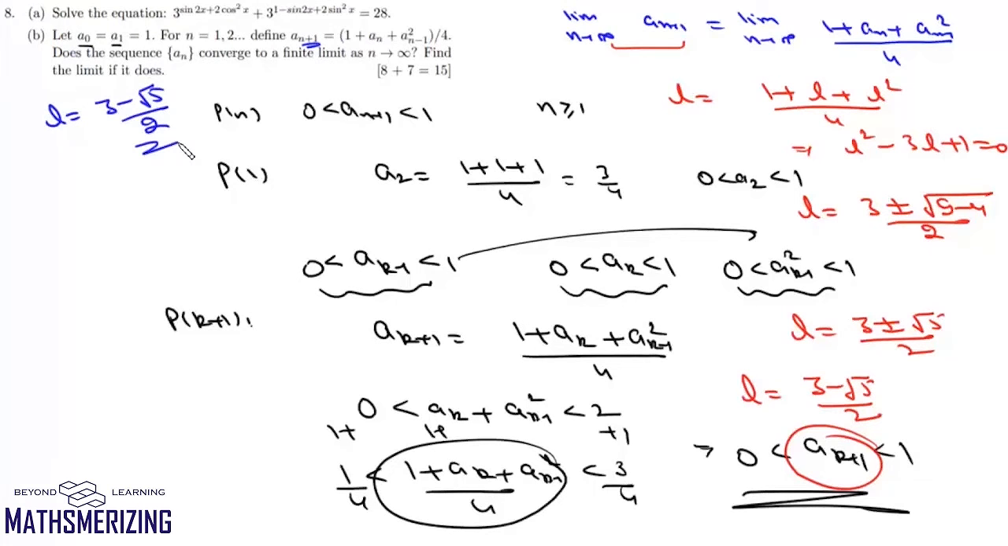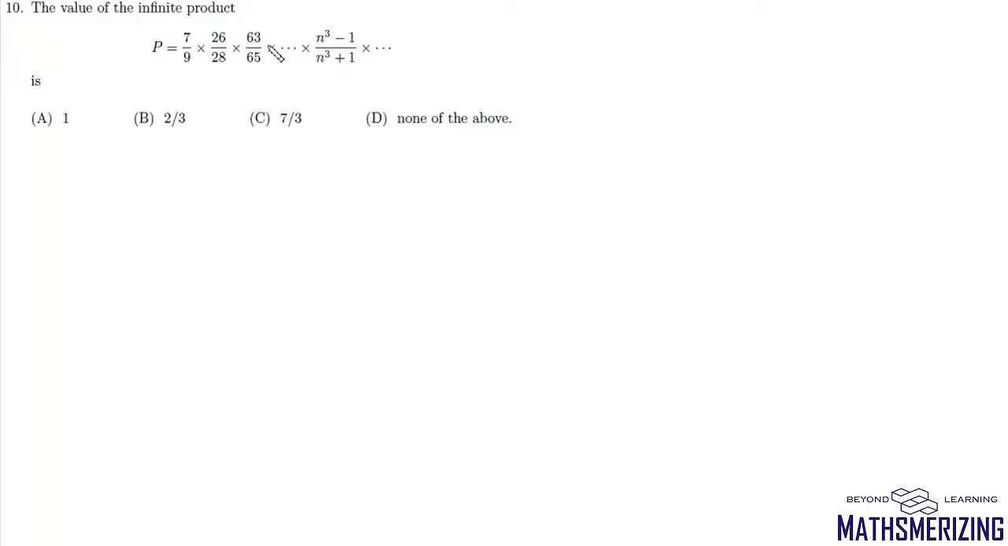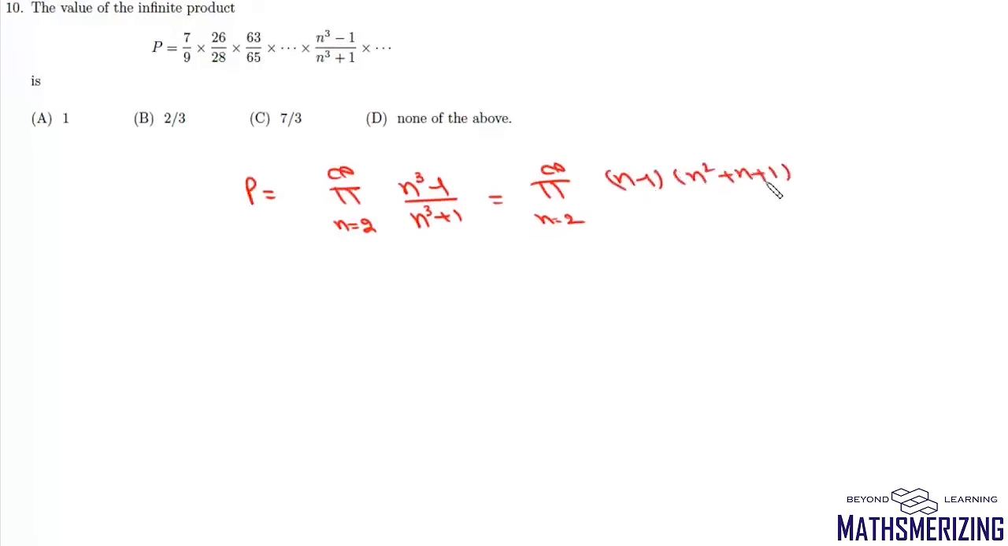Now question number 10 is, we need to find the value of this infinite product, which is 7 upon 9 into 26 upon 28 into 63 upon 65, and it is of the form (n cube minus 1) upon (n cube plus 1). So we can write this P as the product of (n cube minus 1) upon (n cube plus 1), where the value of n varies from 2 to infinity. Now we can write this as the product, and this is a cube minus b cube, (a minus b)(a square plus ab plus b square), and here it will be (n plus 1)(n square minus n plus 1).